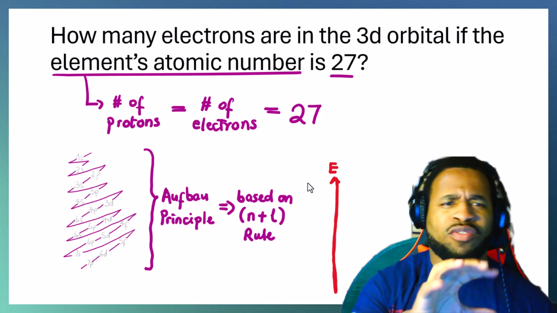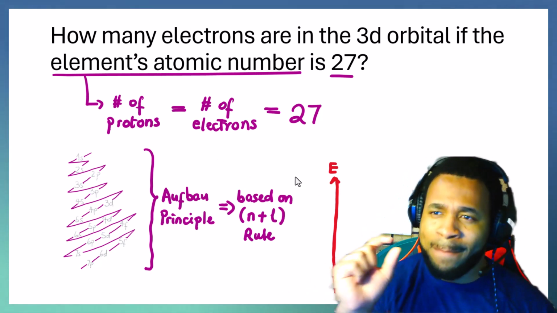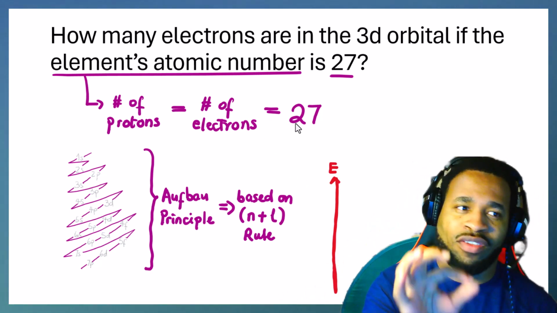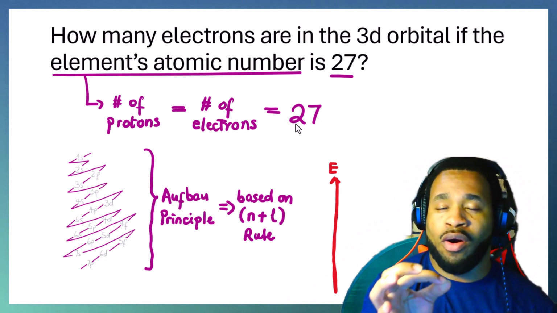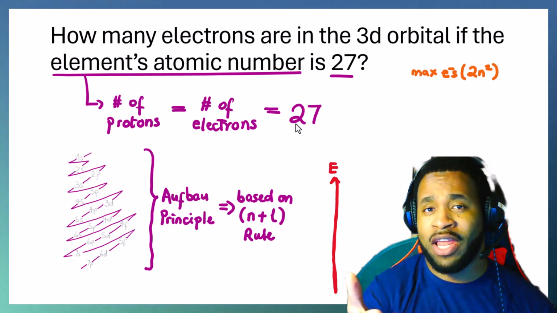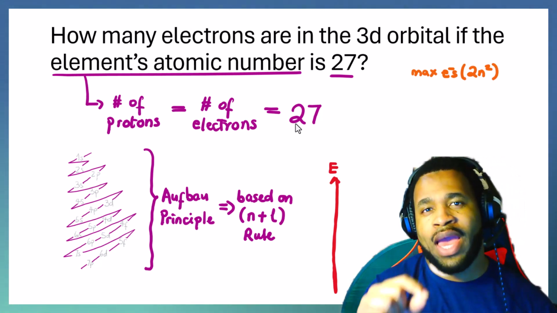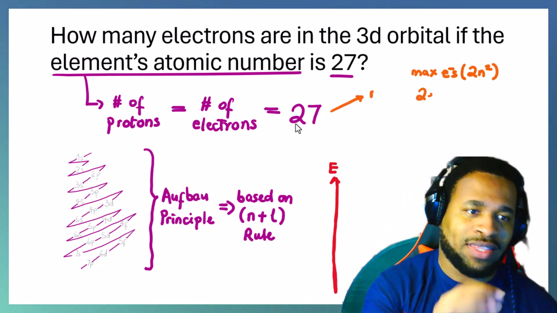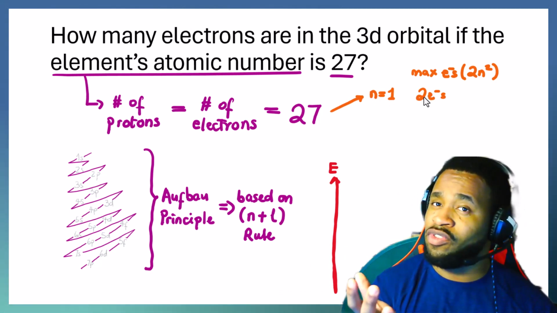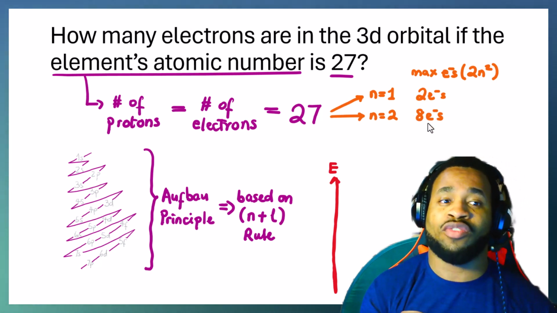And so let's look now at the third criteria that involves the maximum number of electrons by connecting it to the number of electrons for this atom, in this particular case a neutral atom, which is 27. So the maximum number of electrons based on the principal quantum number, which is 2n to the power of 2, says that for n equals 1 we have a maximum of 2 electrons, and for n equals 2 the maximum number of electrons will be 8.